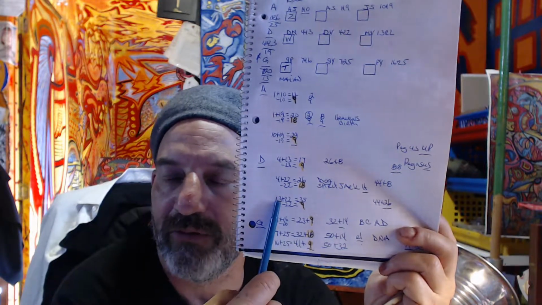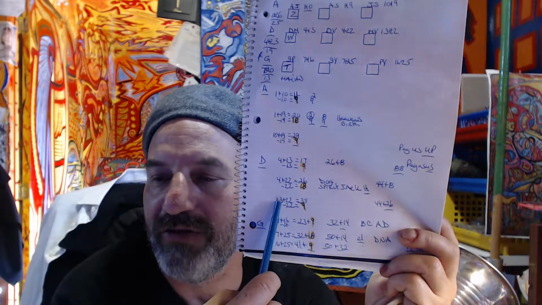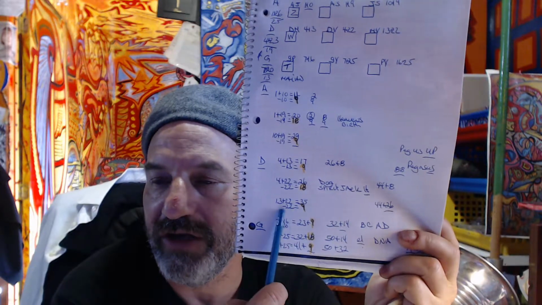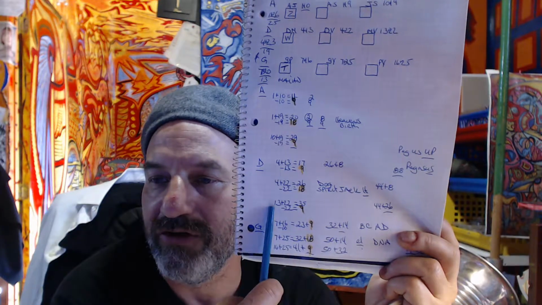3 times 4, 3 plus 4, which are the opposite of each other on the cube, will create 12 and 7, 19, A and I. 1 and 9 is 19. The 9 ball and the 1 ball are both yellow. So we have to understand that yellow.